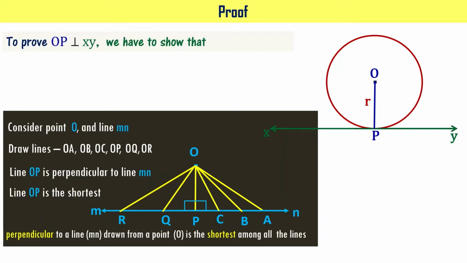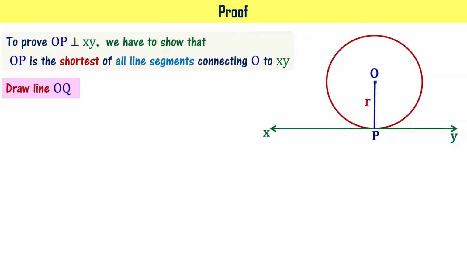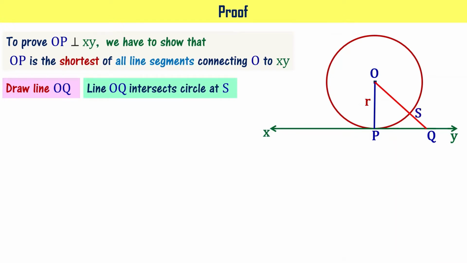To prove OP perpendicular to XY, we have to show that OP is the shortest of all line segments connecting O to XY, right? Let me now draw line OQ as shown in the figure. As you see here, line OQ intersects the circle at point S, right? It means OS is equal to the radius of the circle, denoted using small r.